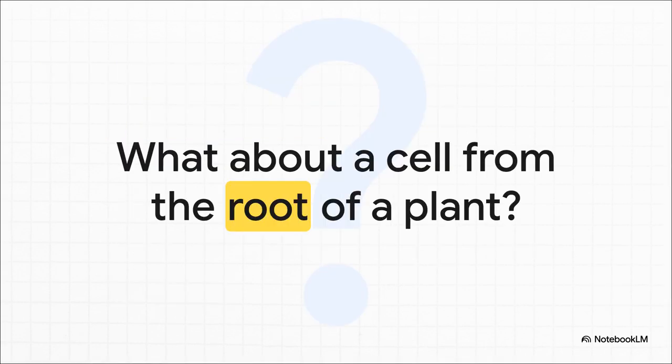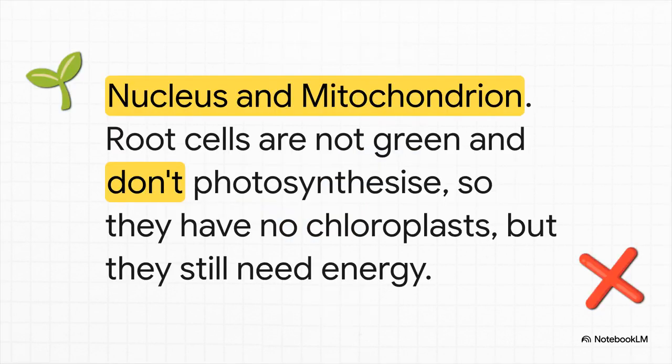Final one. Think really carefully about where this cell lives. We're talking about a cell from a plant root. It's deep underground, in the dark, and its job is to absorb water and minerals. What organelles is it going to have? You got it. A nucleus and mitochondria.